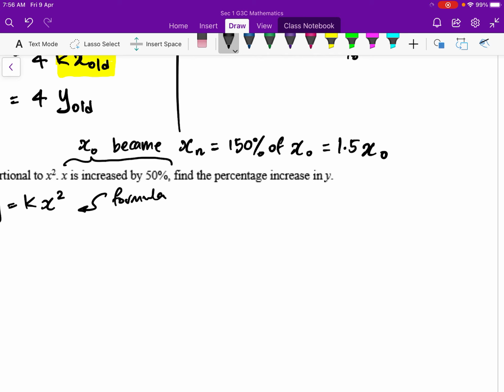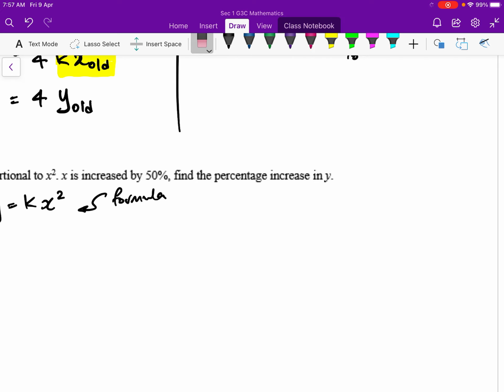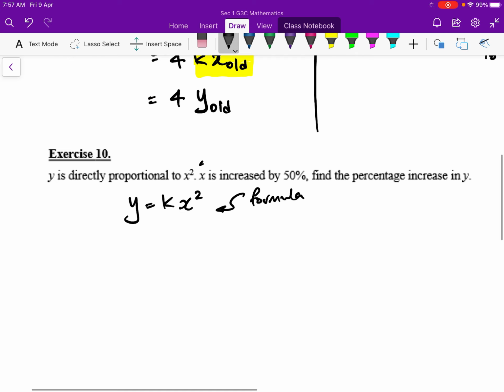Okay, when they tell you that it is increased by 50%, straight away you should be able to write xn, from here, x new equals 1.5 xo. Okay, that is what you should be able to write. So now, after that, you find the percentage increase in y. So how does the y new compare to the yo?